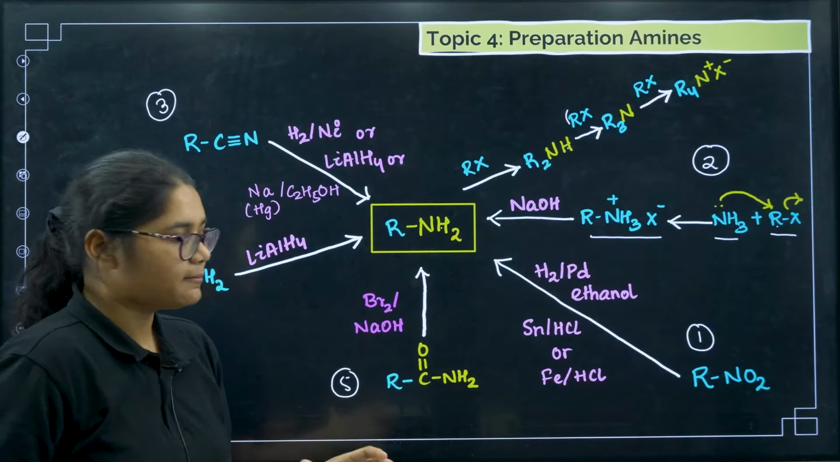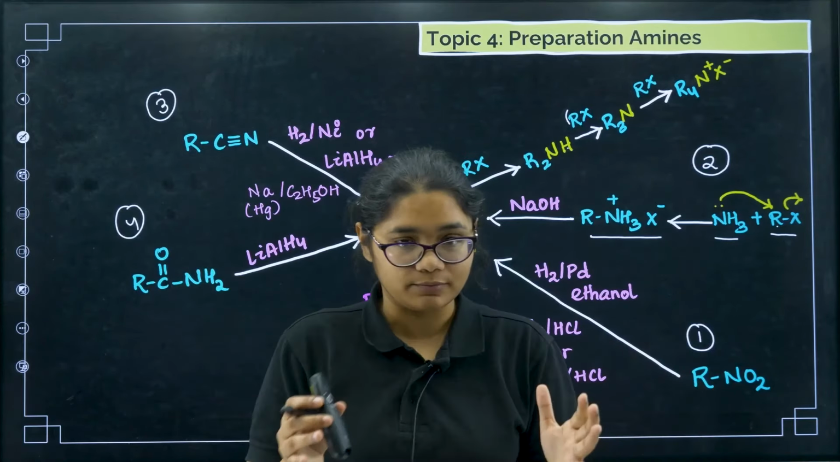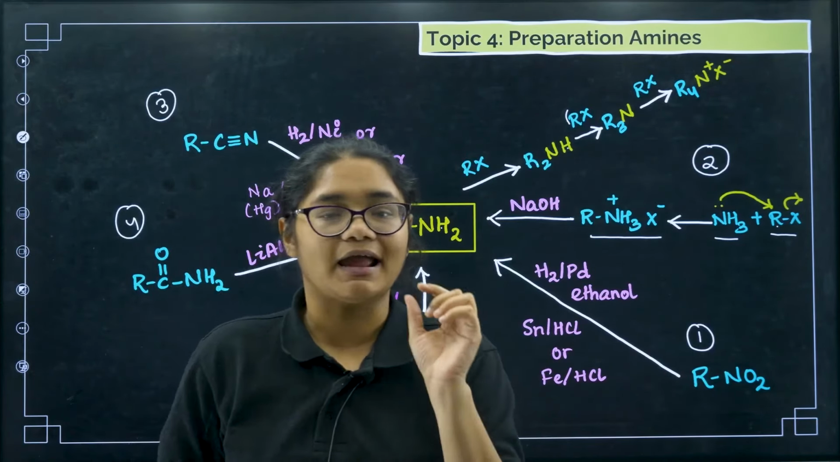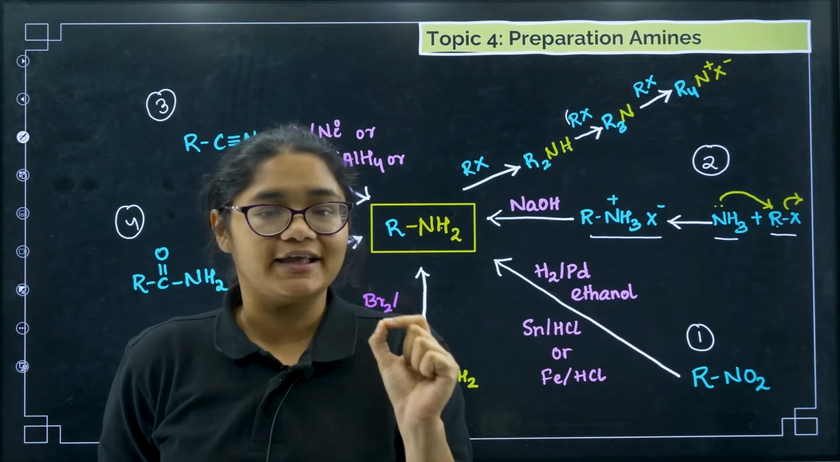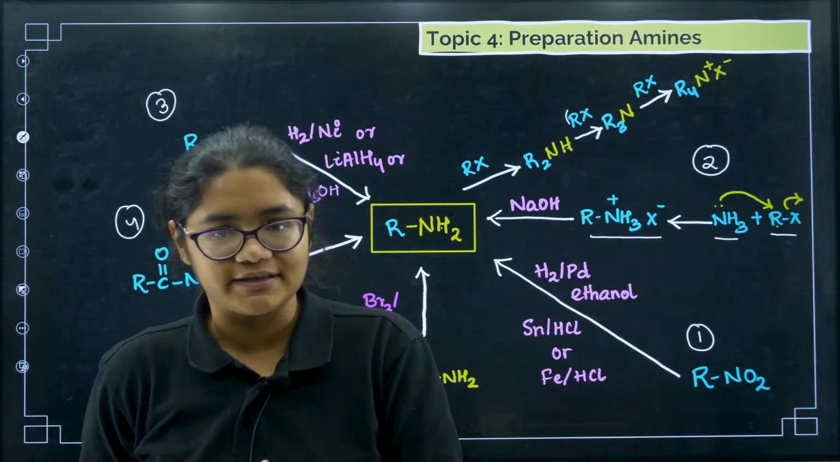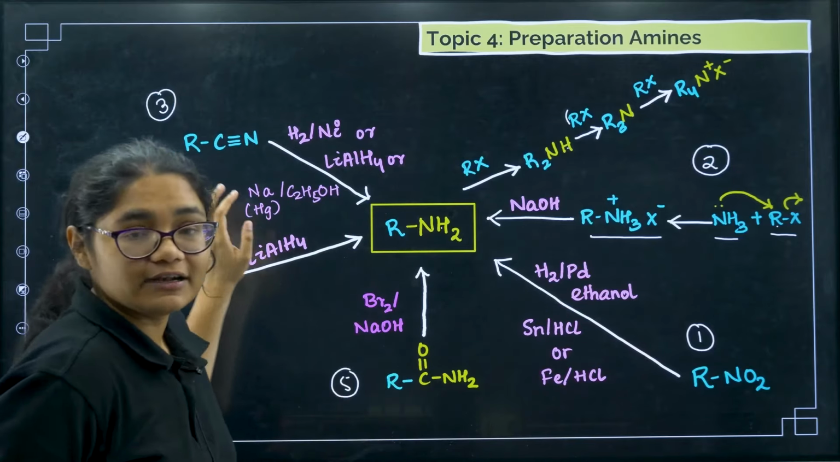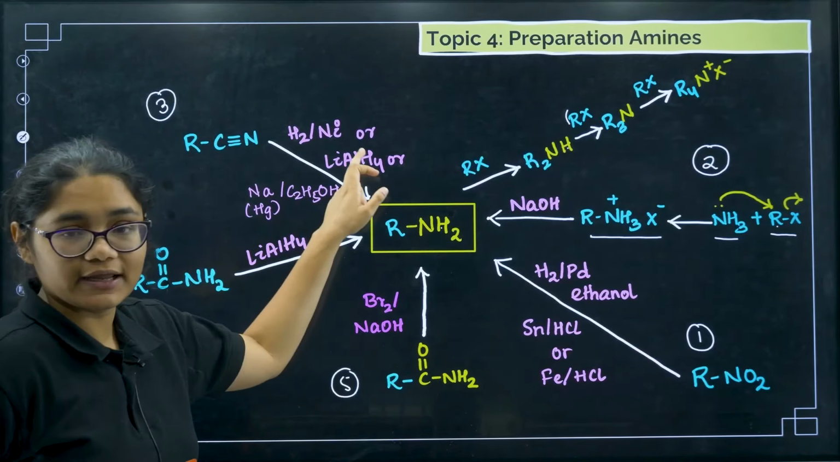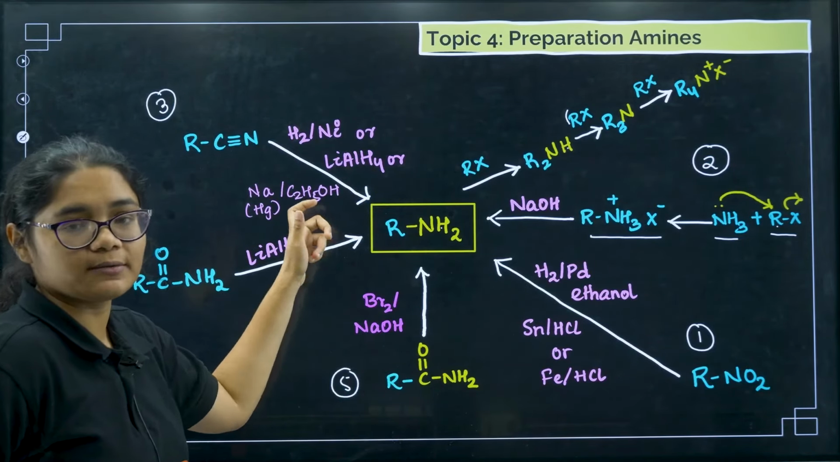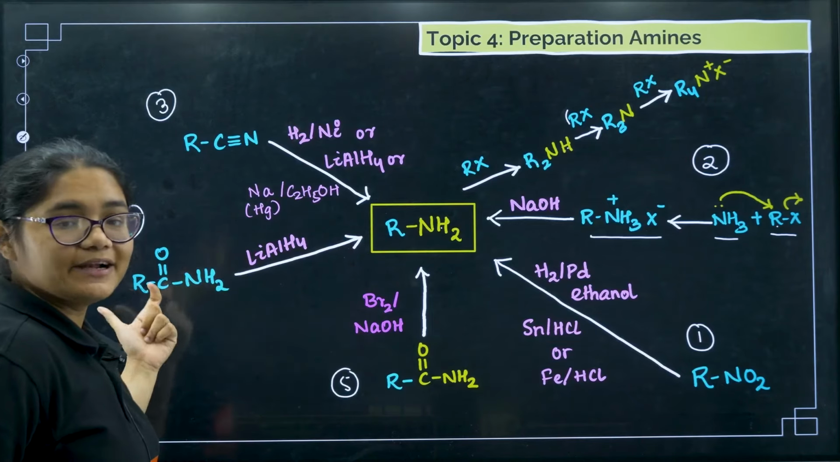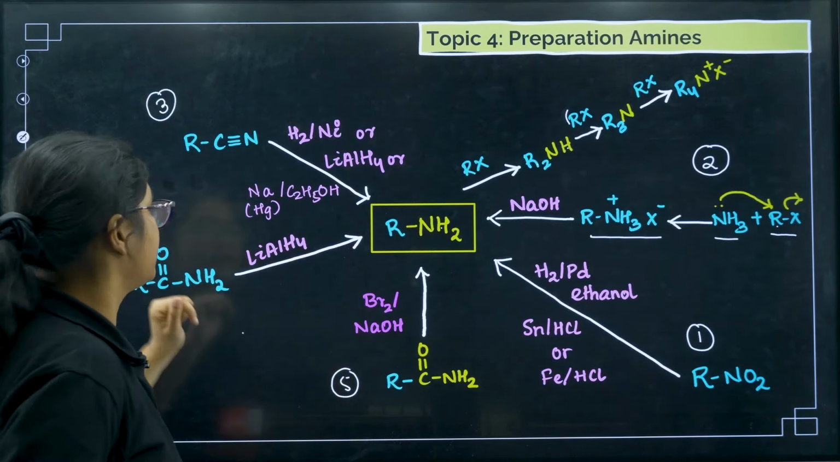Okay, so remember, I always get confused here, so please be very clear. Nitro compounds reagents are Sn/HCl, Fe/HCl or hydrogen with palladium. Next, for nitriles you have H2/nickel, LiAlH4 or sodium amalgam. And for amides you have lithium aluminium hydride.